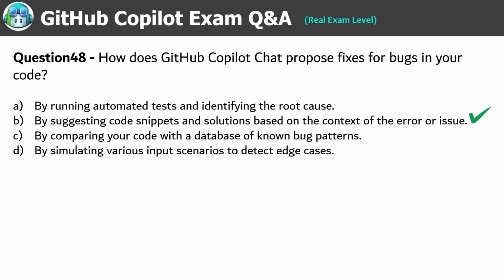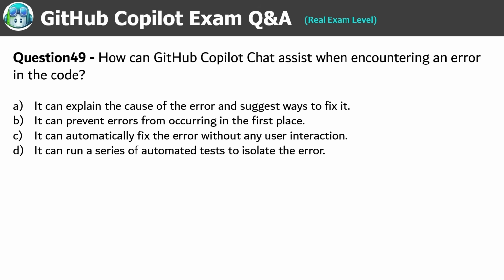Correct? Question 49: how can GitHub Copilot chat assist when encountering an error in the code? And the answer is option A. It can explain the cause of the error and suggest ways to fix it. So it's very helpful in fixing errors as well. It will say, okay, this is the error, why this happened, and how to fix that.